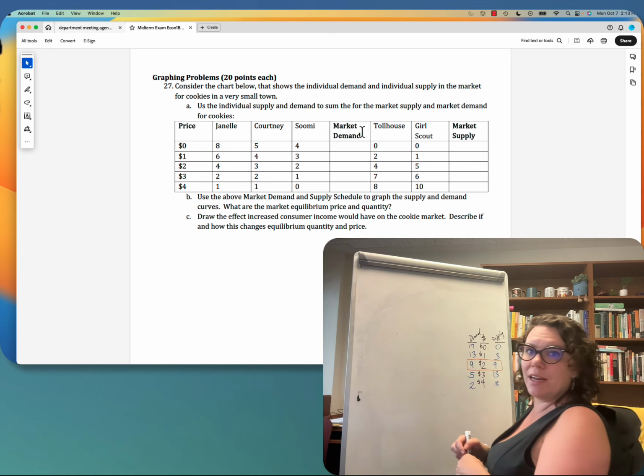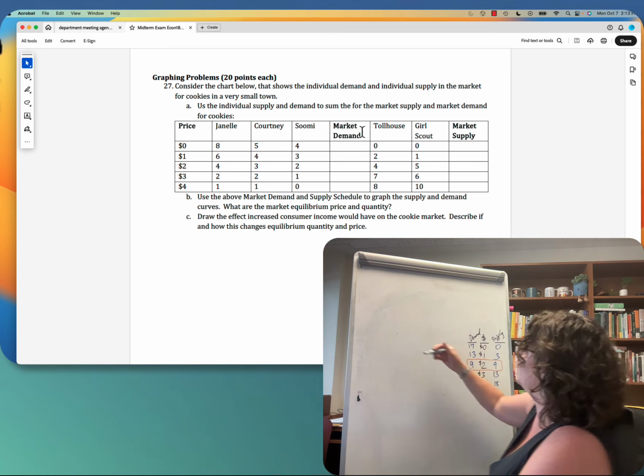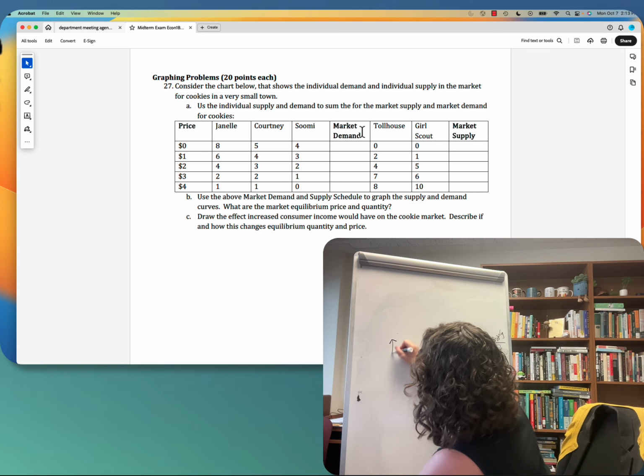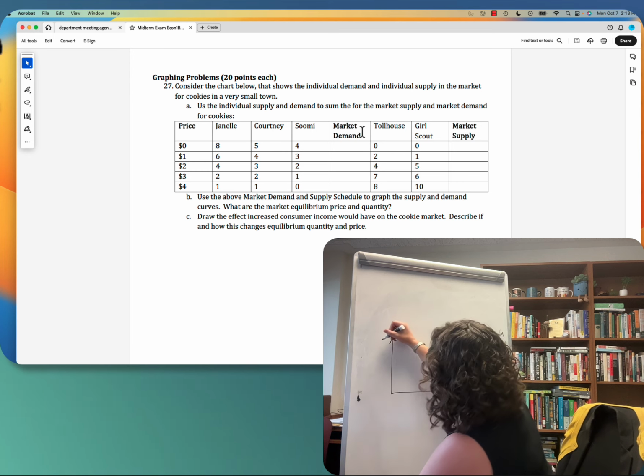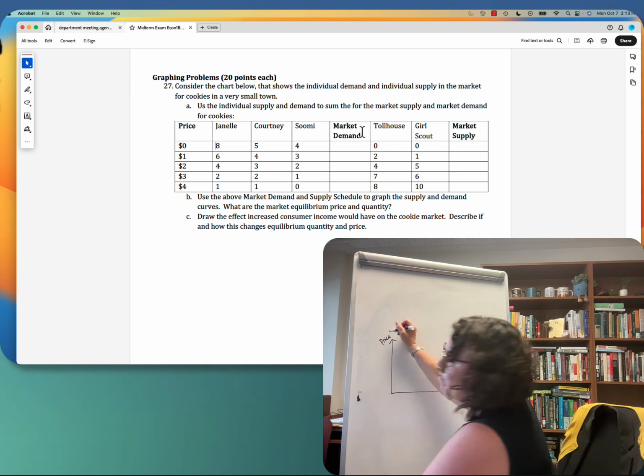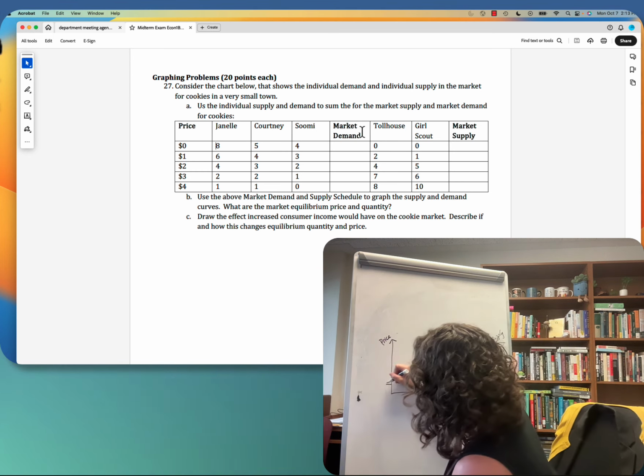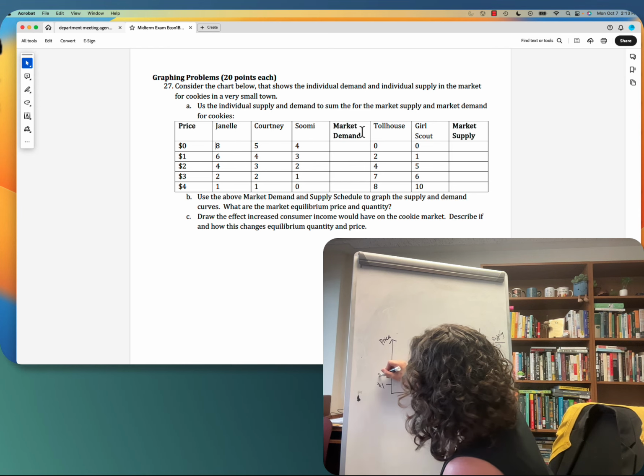Now we want to go ahead and use this supply and demand schedule to graph. And again, I tried to keep the numbers nice and simple. And this problem is the same on both versions of the exam, so you should all have had the same problem at this point.